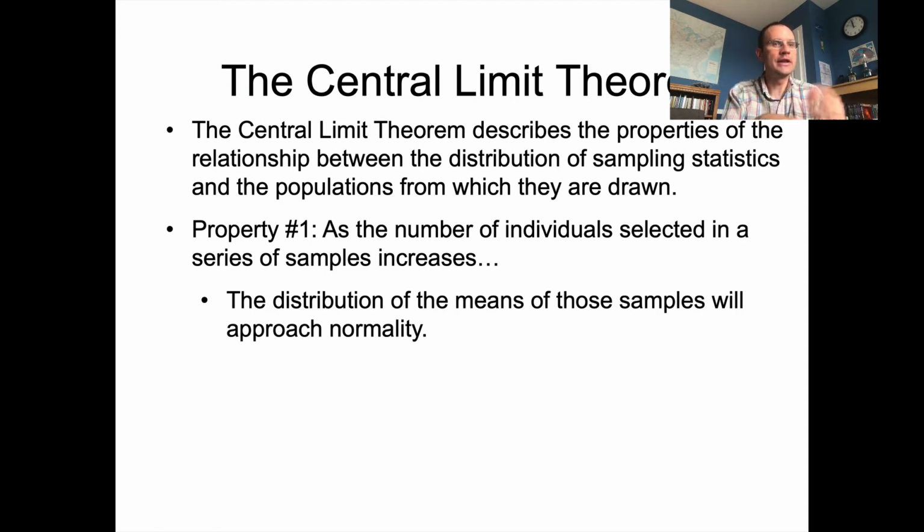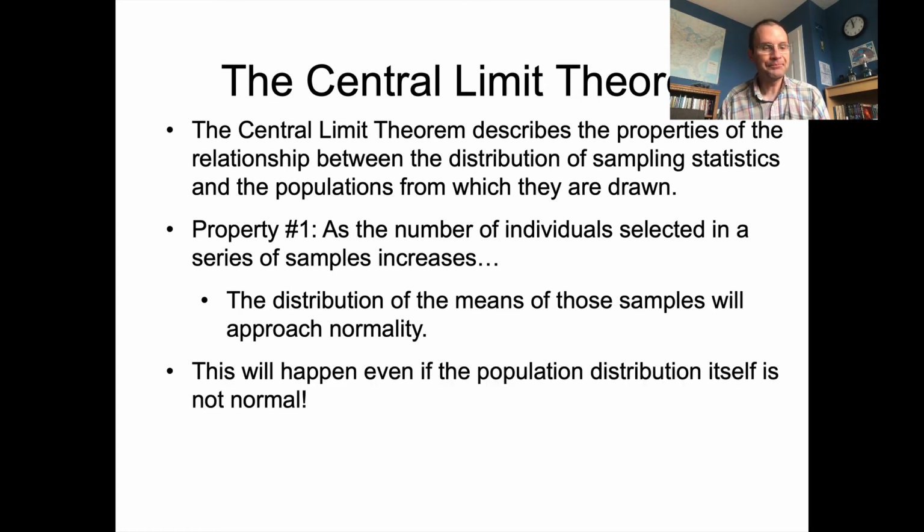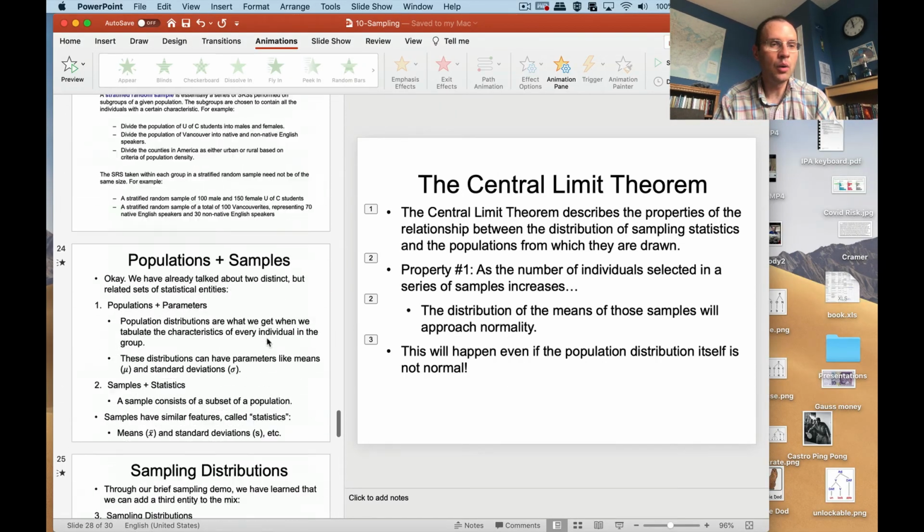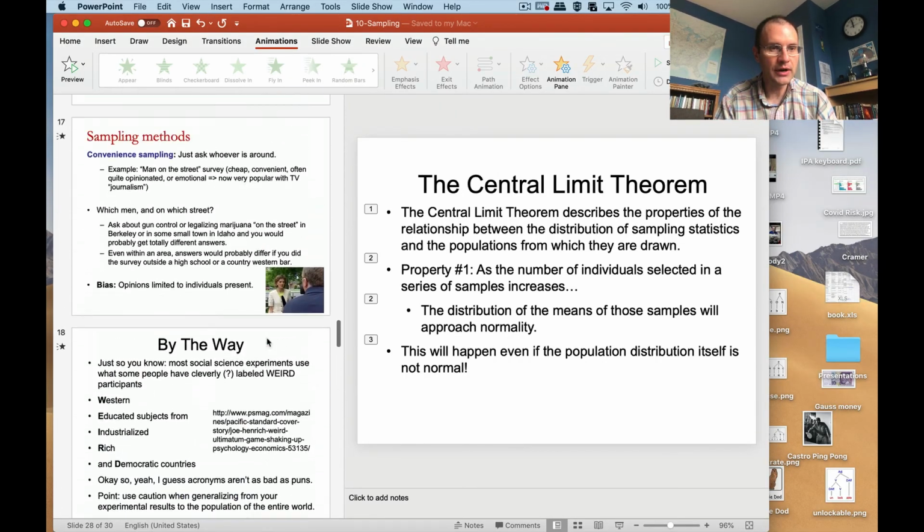So like 20 samples of 5 individuals each, or then maybe 20 samples of 25 individuals each, and so forth. And simply by changing the number of individuals in each sample, the distribution of the means of those samples will start to approach normality. And this will happen even if the population distribution itself is not normal.